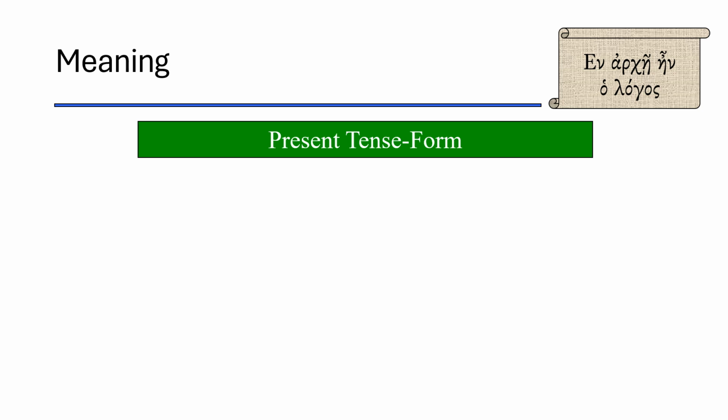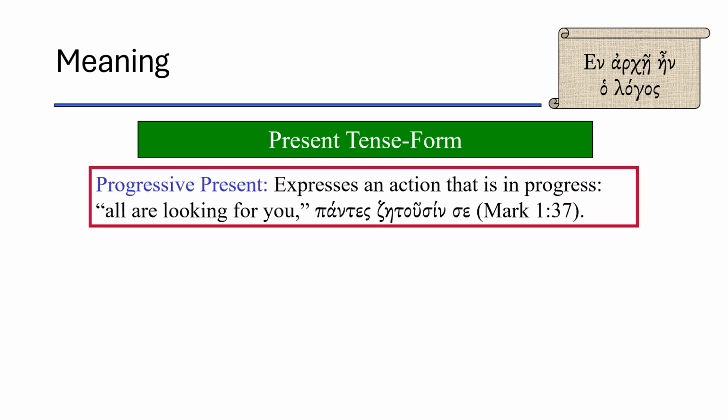We tend to think of present tense as something that's pretty straightforward. However, there are different senses within the present tense. There's a progressive present. This is expressing an action that is currently in progress. They're all looking for you. The looking is taking place and is ongoing in the present.